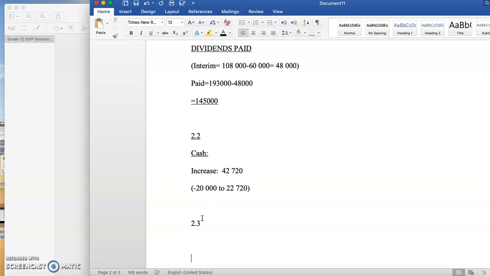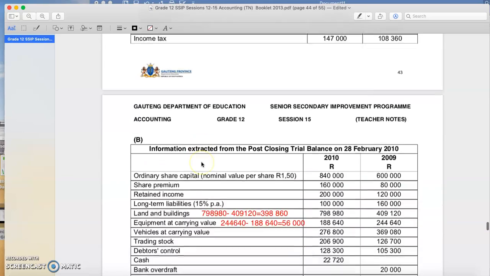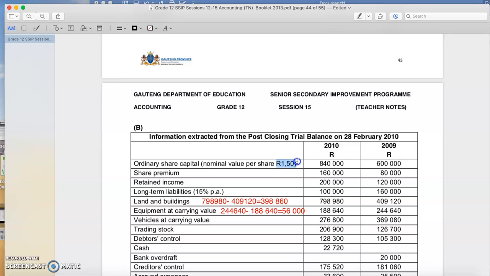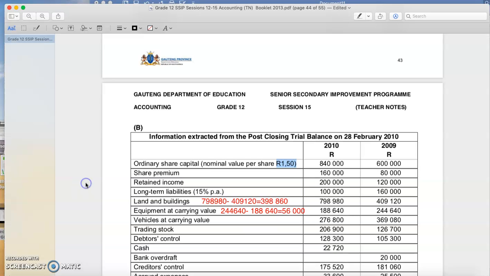Okay, now there are two things you need to establish before you calculate how much she actually paid. One of these two things is: what was the premium on the new shares? Because remember, they tell you that the nominal value per share is 1 Rand 50, but it's your job to calculate the share premium. Because she didn't only pay this, she also paid this plus the share premium. So first we're trying to establish, hey, what was the premium on the new shares, right?